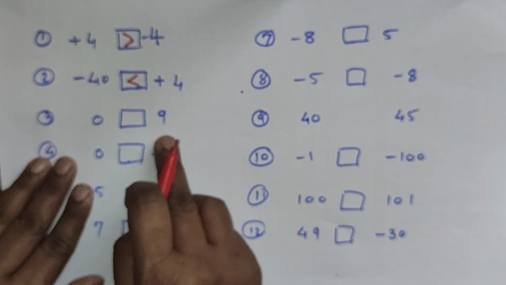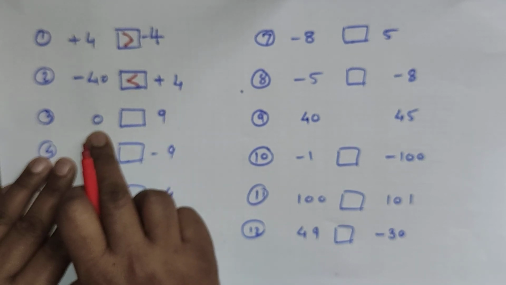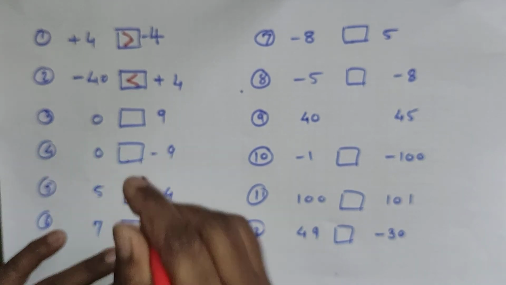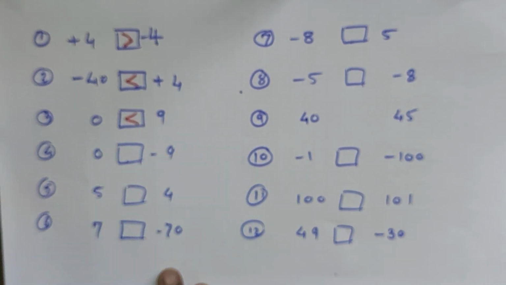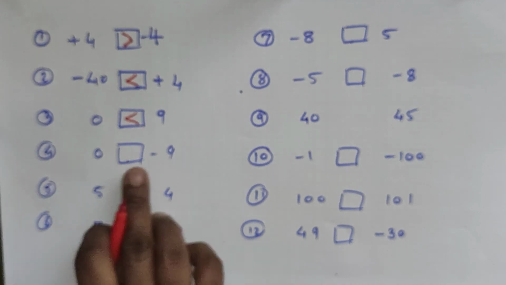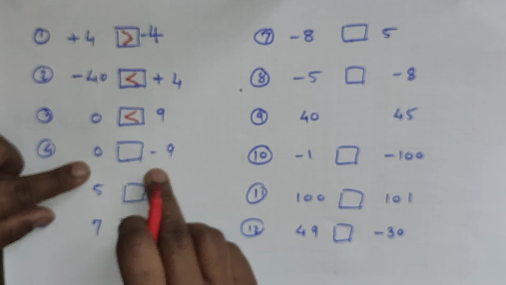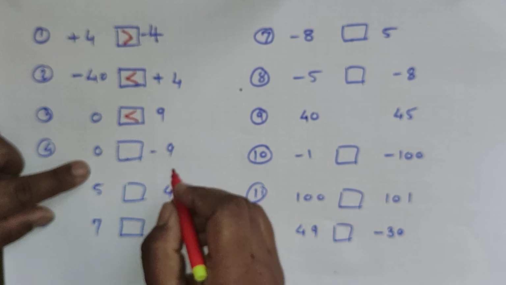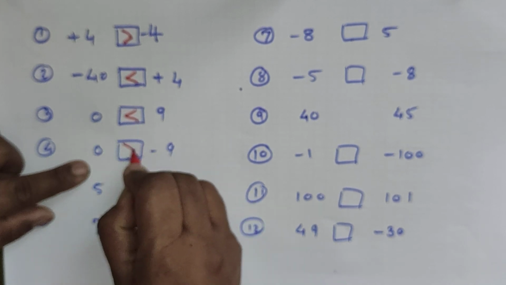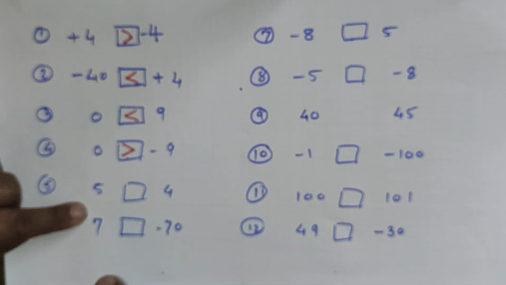Then 0 and 9. Okay, this is a positive number and 0 doesn't have any sign. So positive numbers are always greater than 0. So 9 is greater than 0. Now here 0 and minus 9. All negative numbers are smaller than 0. I told you before, its value seems more, but actually it is smaller than 0, and 0 is greater than minus 9.